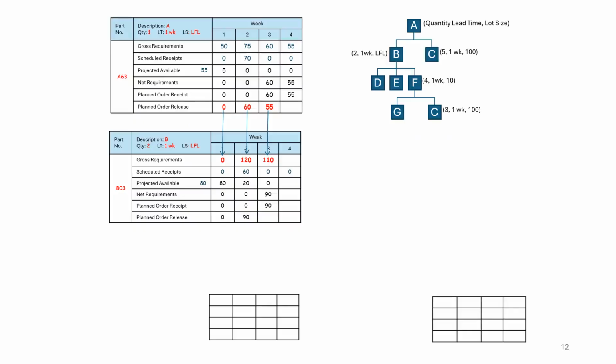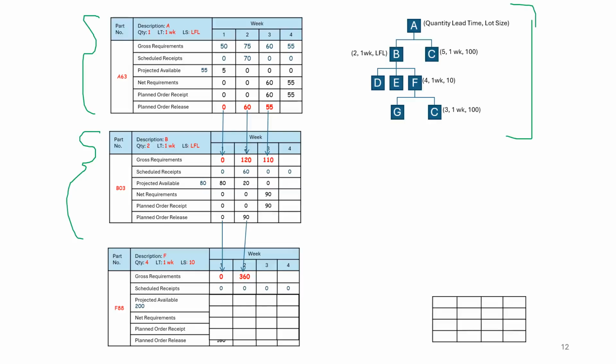Yeah, so a quick example. So over here we have the same product tree, BOM, and we have the MRP record for A over here. And based on the MRP record for A, we then calculate the MRP record for B because that's at level 1 and that's the next immediate step. And once we do the MRP for B, the next step is to do the MRP for D, E and F, which has been done over here. So we've calculated the MRP for F over here.